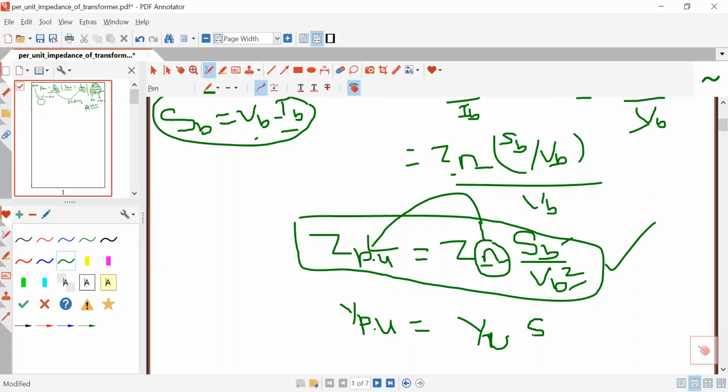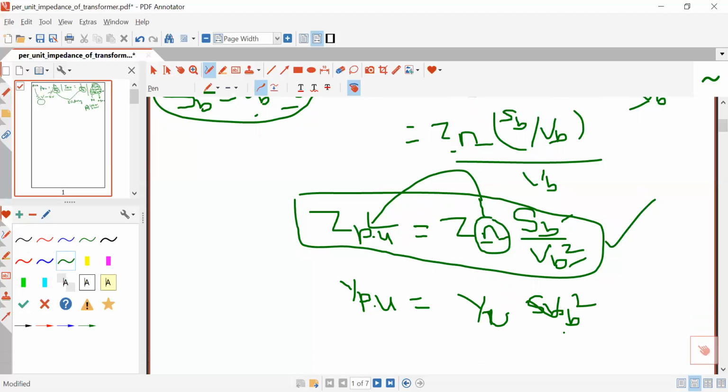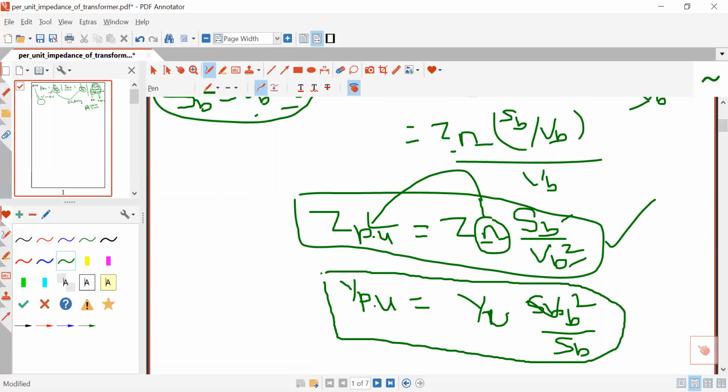In this way, admittance and impedance can be converted in per unit system simply by using the rating of the machine.